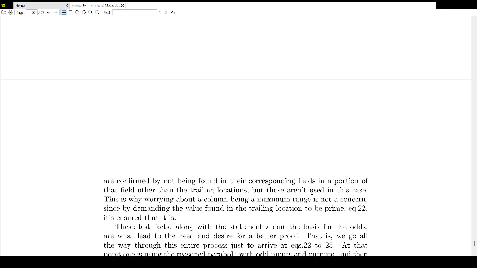There are other primes that are confirmed by not being found in their corresponding fields in a portion of that field other than the trailing locations, but those aren't used in this case. So I think this was going back to saying that there are some primes that show up in that chart, but when you do find primes that don't show up in that chart, you always get a prime or a twin prime out of it.